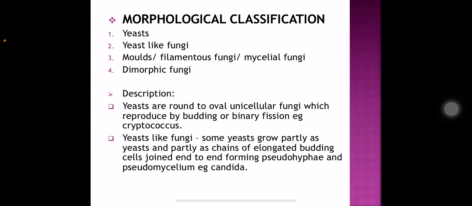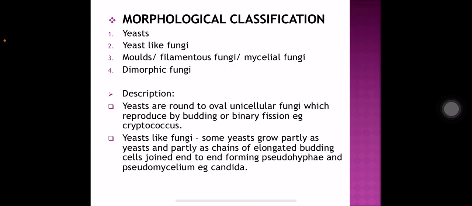In morphological classification of fungi, there are 4 categories also, like the taxonomical classification, which also had 4 categories. The first is yeast, second is yeast-like fungi, the third is molds or filamentous fungi or mycelial fungi, and the fourth are dimorphic fungi. Now the description. Yeast are round or oval unicellular fungi which reproduce by budding or binary fission. Example, Cryptococcus. So Cryptococcus is the only yeast known to us which infects human beings. So remember, example in yeast is Cryptococcus neoformans.